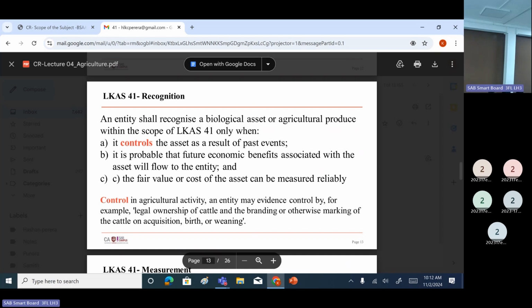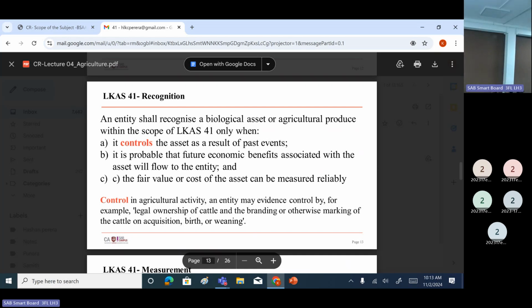An entity shall recognize a biological asset or agricultural produce within the scope of LKAS 41 only when certain things are met. It controls the asset as a result of a past event. Simple: the asset should be controlled by the entity. It is probable that future economic benefits associated with the asset will flow to the entity. The fair value or cost of the asset can be measured reliably. The same asset features should be considered for recognition, right?